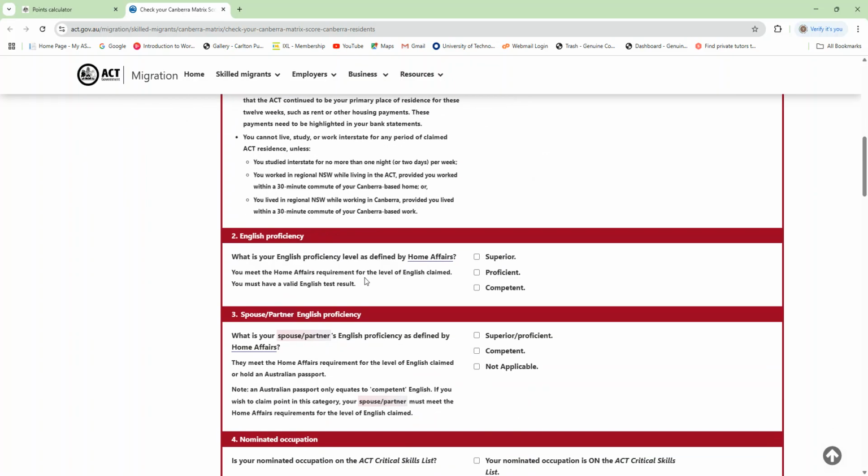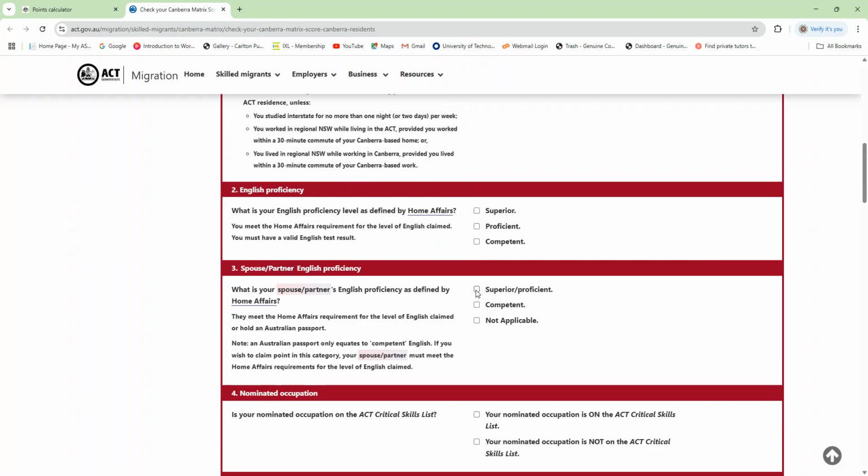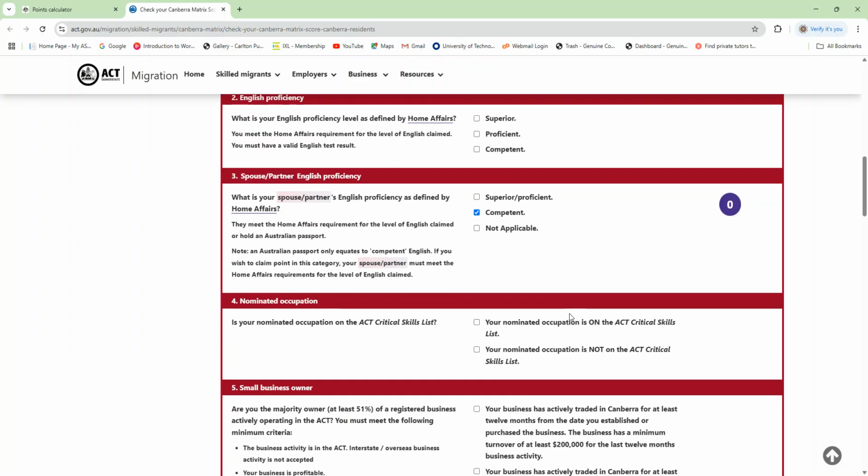The second thing is English. For English, superior English is 15 points, where in the skill calculator you get 20 points; proficient is 10 points, the same; competent is no points. Your spouse with superior or proficient English gets 5 points, competent no points, and if your spouse is not there, it is not applicable. So in the skilled visa, your partner even got 5 points when she or he had competent English.